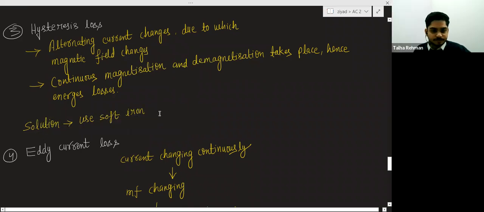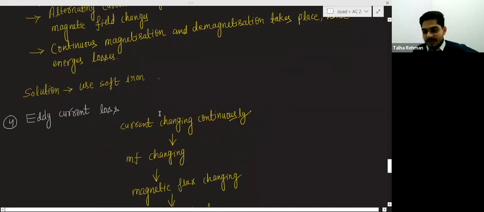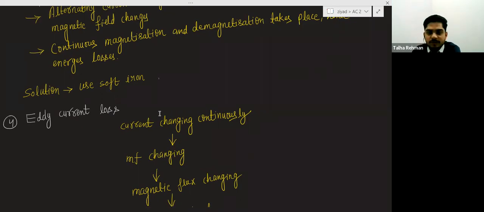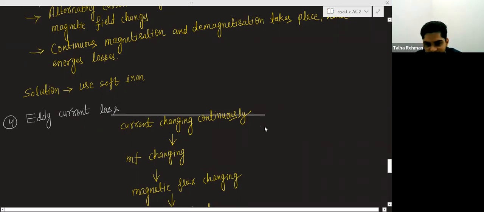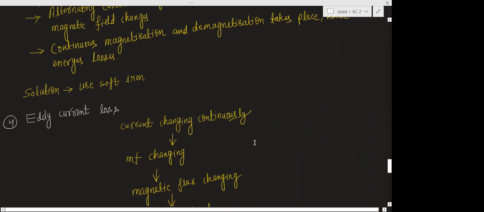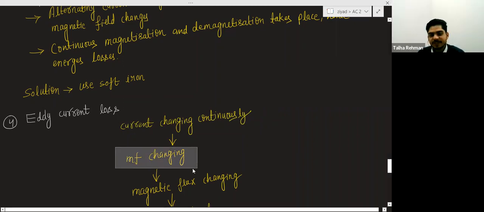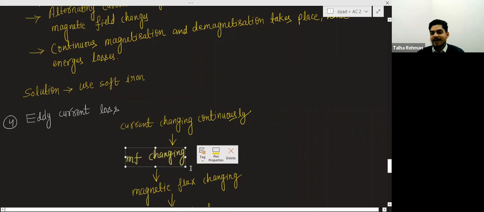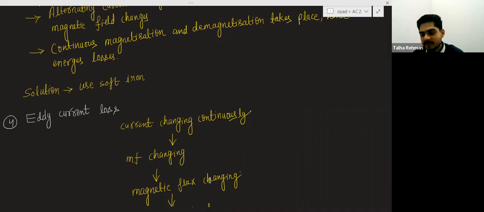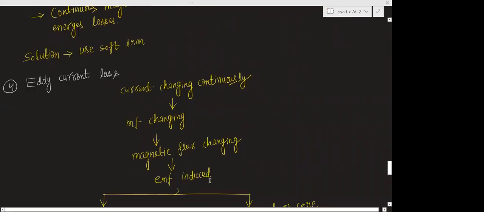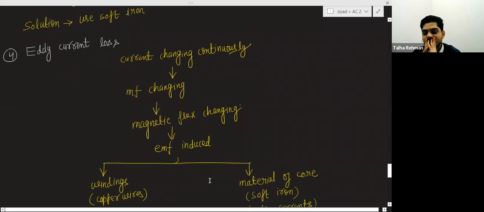Now eddy current losses. What is the eddy current? Basically, first we know what is the eddy current. We know that this current is the alternating current, and alternating current changes continuously. Due to the change in the alternating current, I have told you the magnetic field changes continuously across the winding. And due to the change in the magnetic flux across the winding, there will be the induced EMF across the windings or across the parts of the transformer.